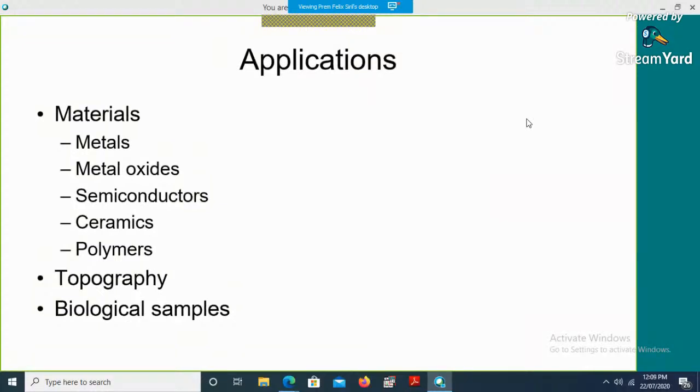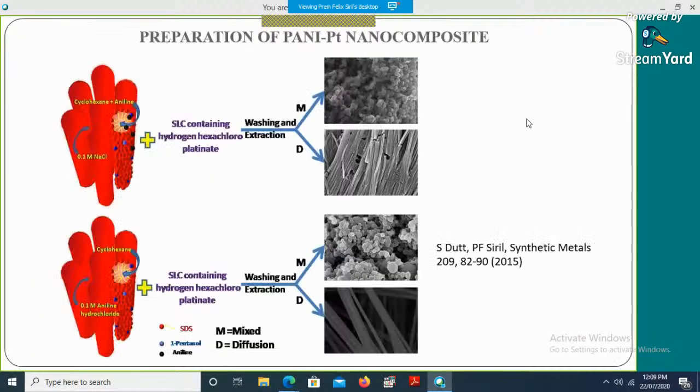In this case, say this is a nanocomposite of a conducting polymer and a noble metal, like platinum. So this nanocomposite has a different morphology. You can see in some cases it is spherical, in some cases it is one-dimensional. So the morphology of the nanomaterial can be studied. I am giving you the example of a nanocomposite here.